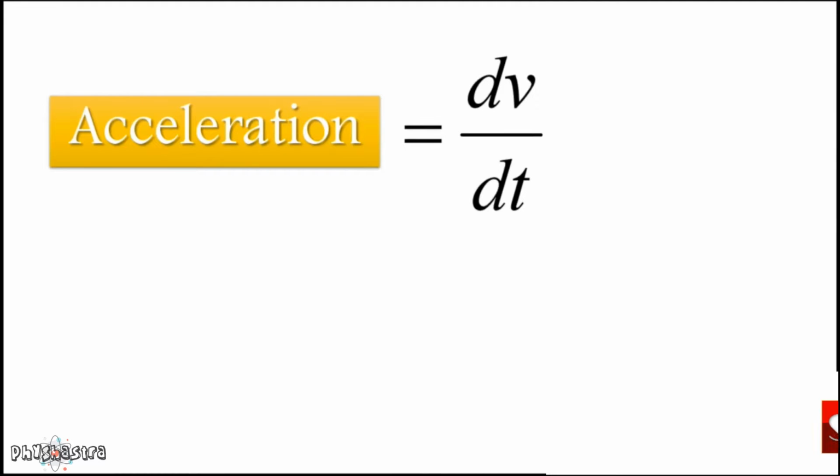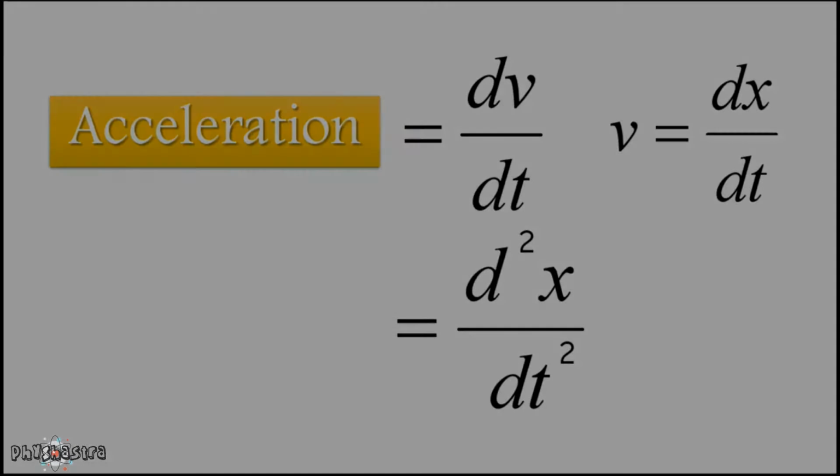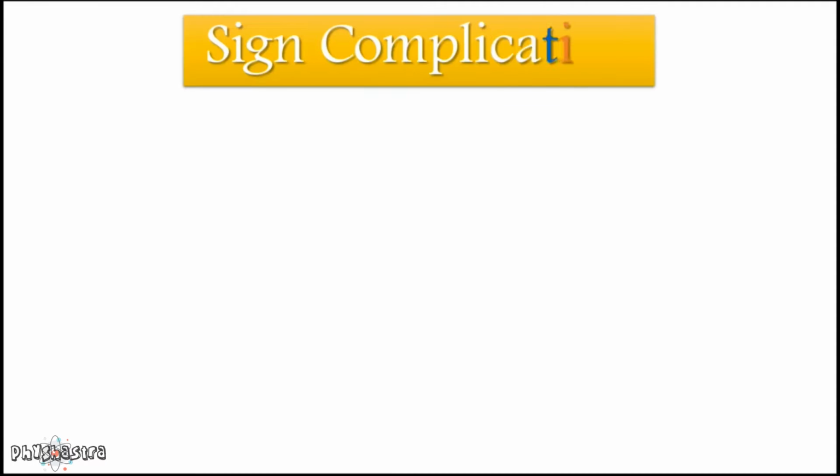When we substitute the derivative form of velocity, we get the double derivative, d squared x over dt squared. There is always a difficulty in understanding what signs actually do. Some people might say it gives the direction. Yes, that is true. The sign in front of the quantity will give us direction. But it does more than that.